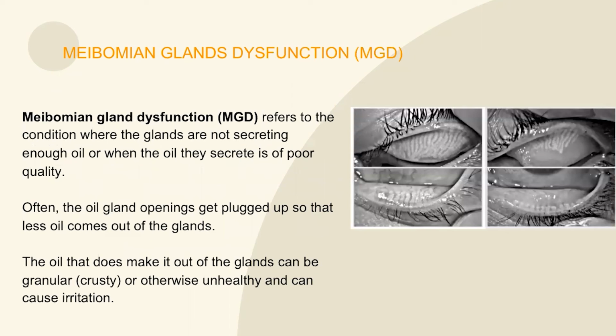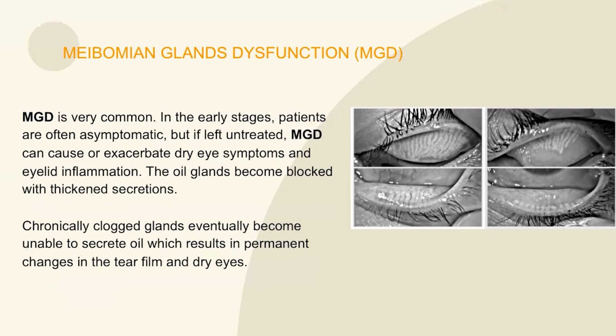So what is MGD? MGD means meibomian gland dysfunction. It refers to the condition where the glands are not secreting enough oil or when the oil they secrete is of poor quality. Often, the oil gland openings get plugged up so that less oil comes out of the glands. If ever the oil comes out of it, it can be granular, crusty, or otherwise unhealthy and can cause irritation.